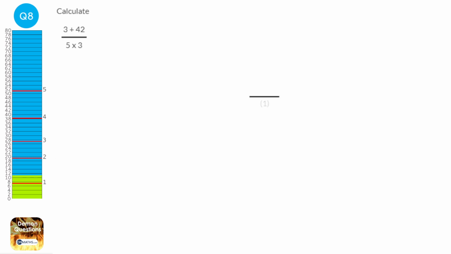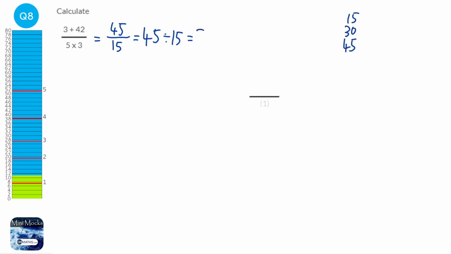To answer this question, we're going to find the answers to the numerator and denominator, then we're going to divide the two. So 3 plus 42 is 45. 5 times 3 is 15. And what this line means in the fraction, it means divide. So we're going to do 45 divided by 15. So I'm just going to go through the 15 times table and just work out that's 1 times 15, 2 times 15, 3 times 15. So 3 15s in 45.